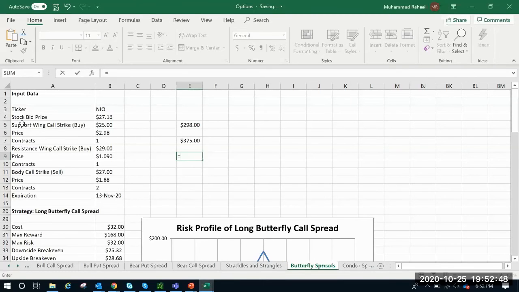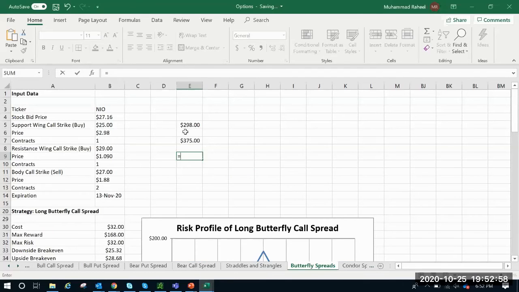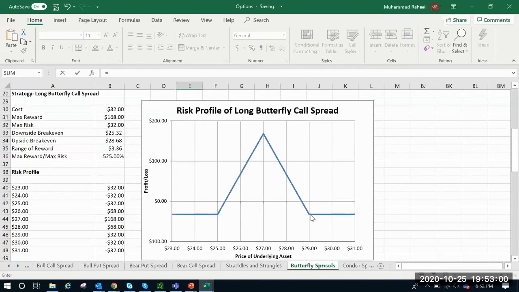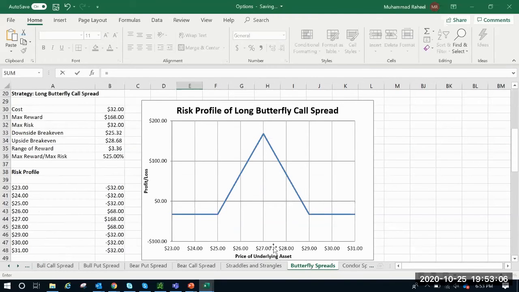So look at this, important. Support wing call strike, buy 25, and that's going to be a very expensive call because it's deep in the money. So that's why it's $298. And then the resistance wing, which is at higher resistance, 29, because otherwise what will happen is that if you keep going up, you lose on 2, and one of them will cover you.